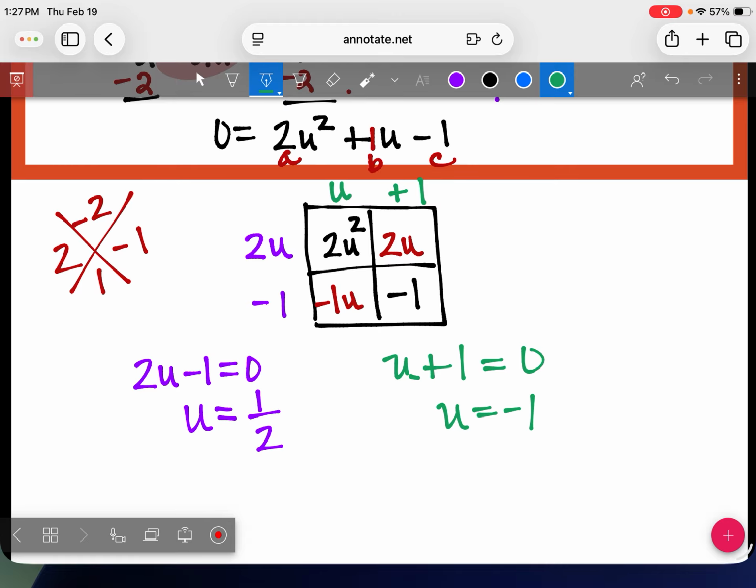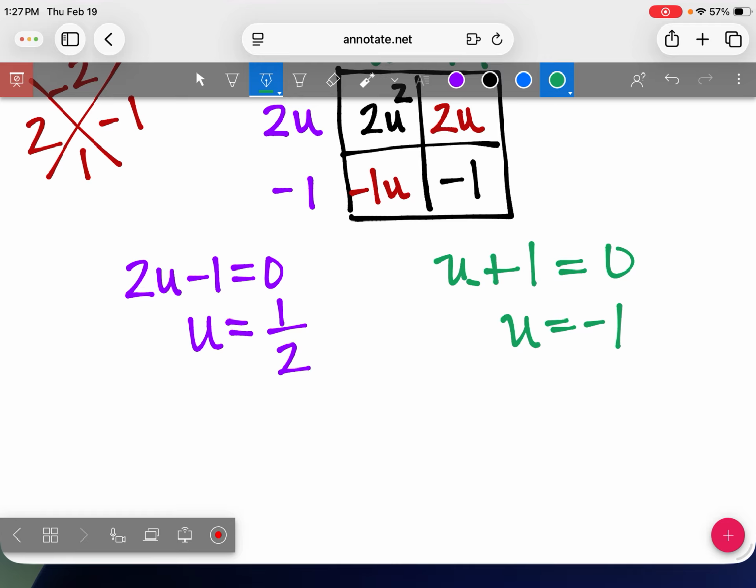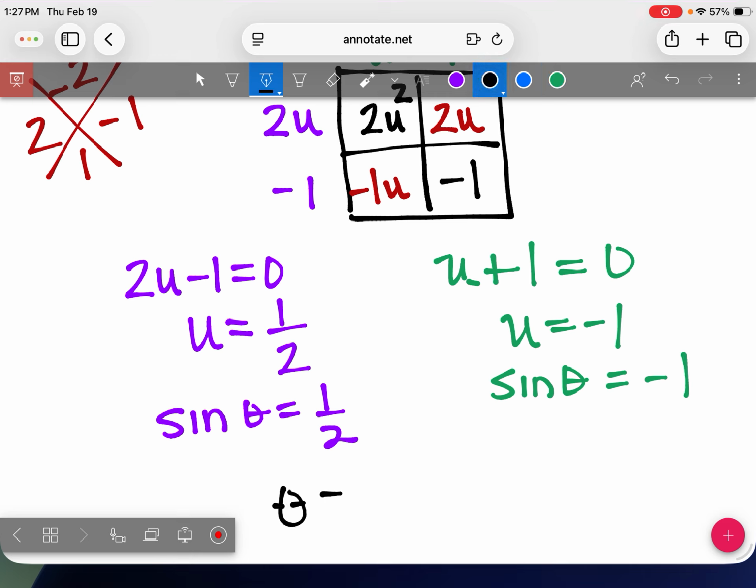Okay, now we're going to put it back. What is u? Sine. Let's put it back. You tell me, where is sine +1/2? And where is sine -1? So for a +1/2, there's two answers. Pi/6. What's the other one? 5 pi/6. And where is sine -1? Sine, not cosine. 3 pi/2.